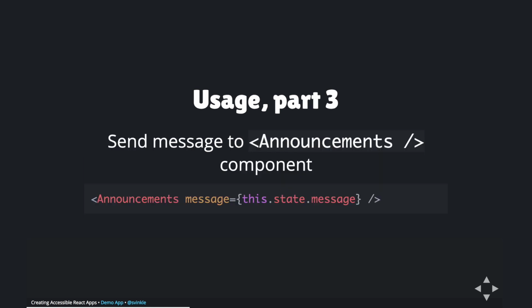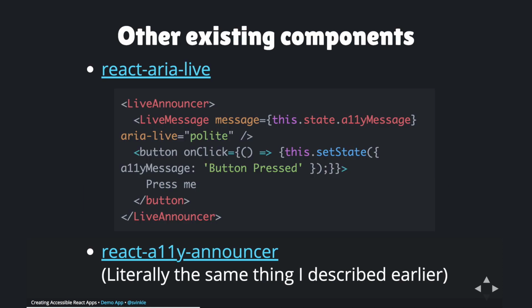And lastly, we'll include this announcements component within the parent component. In order to send it the message text from state to the announcements component, we'll use a prop. And this prop on the screen here is called message, with its value being set to this.state.message. So when this component loads, the message will be announced by a screen reader, and the person using the app will be informed of the current state message.